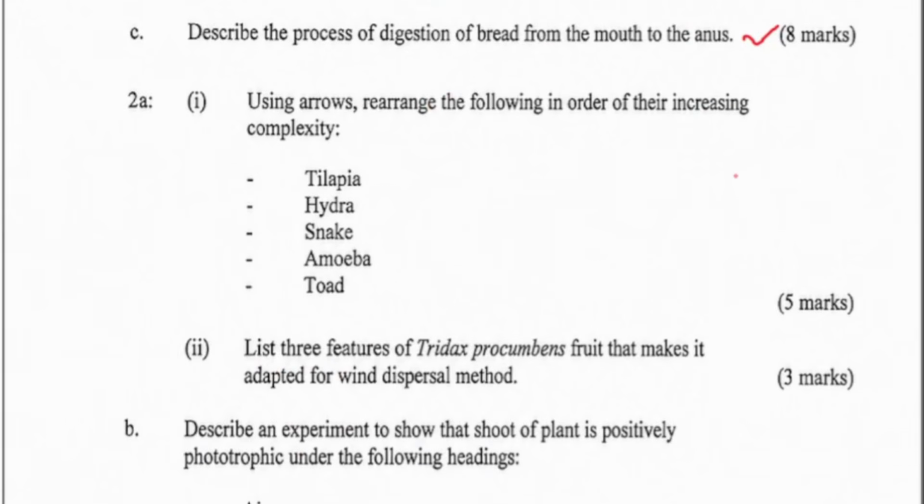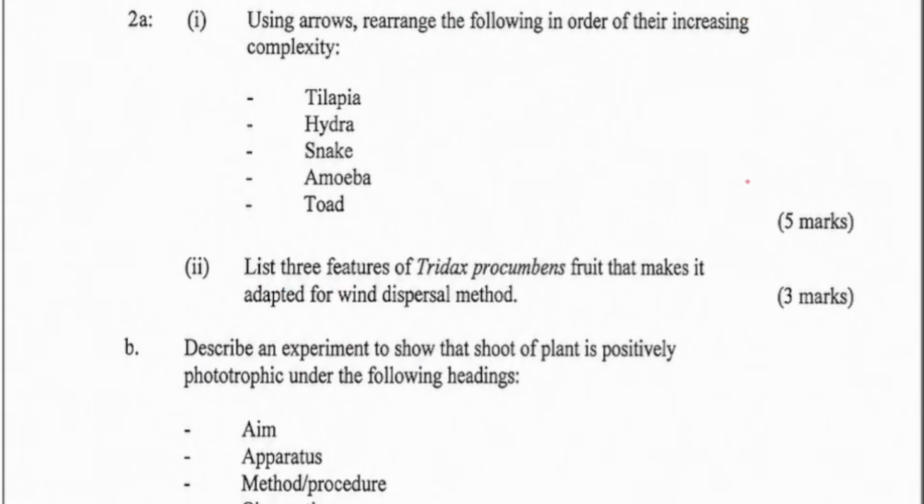The next question says, using arrow diagrams, rearrange the following in order of their increasing complexity. So they gave us tilapia, hydra, snake, amoeba, and toad. The next one says, state 3 features of the Tridax procumbens fruit that make it adapted for wind dispersal. Remember we said Tridax is dispersed by wind. It was part of the objective question. So they were just asking you the same answers in the objective and the theory.